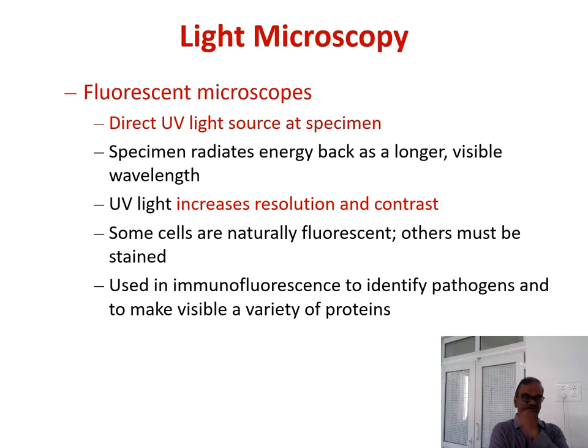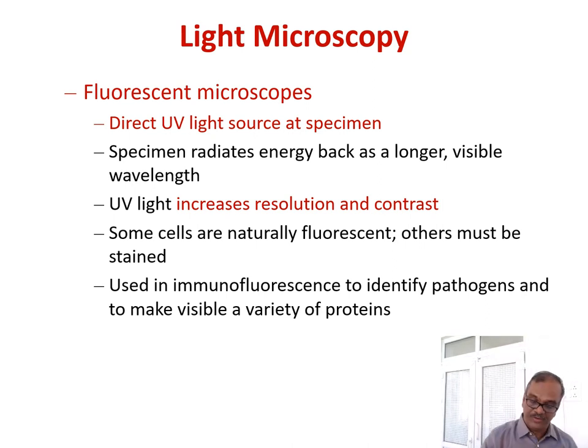Can anyone tell me something naturally fluorescent? It emits light naturally. Yes, somebody is telling. Phytoplankton. Okay. Have you observed the firefly? At the abdomen, they emit light. Okay. That is light. But fluorescence also comes from certain specimens. That is, they give different colors when light enters them. Okay. Bright colors. So, this is used for staining.